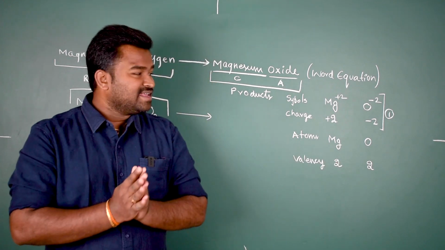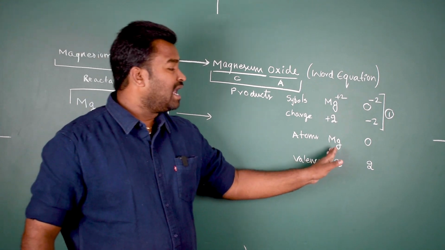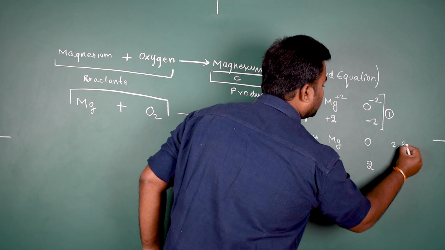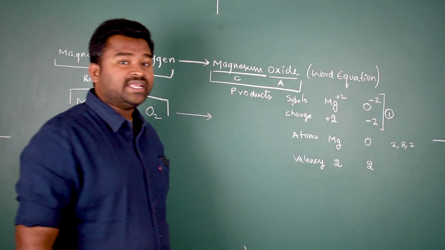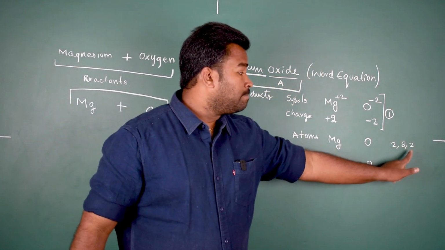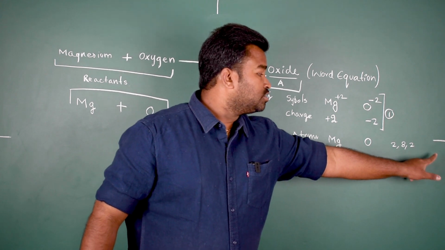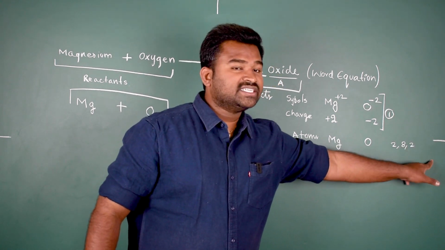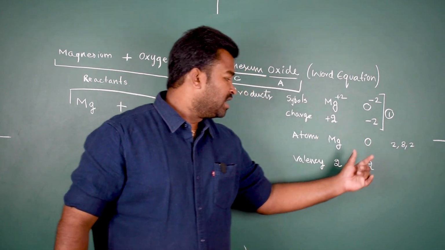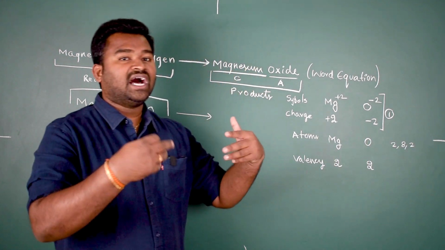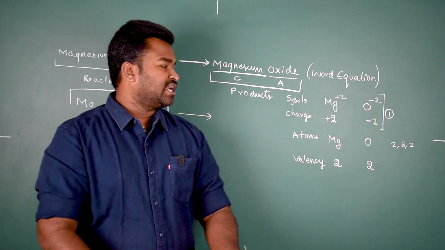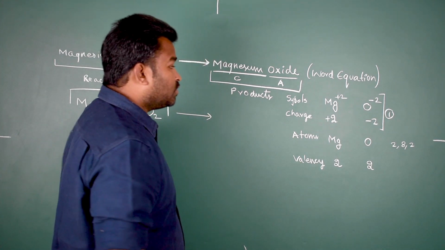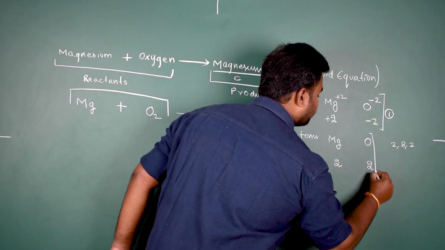So what exactly that means is magnesium has an electronic configuration of what? 2, 8, 2. So to attain stability, it combines with the other atom by either losing these 2 electrons or gaining 6 electrons. But losing is easy compared to gaining 6 electrons. Hence, magnesium combines with the other atom by losing 2 electrons. Hence, the valency is 2. You understand? So this is the second step.